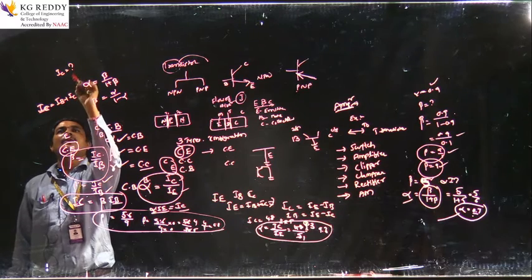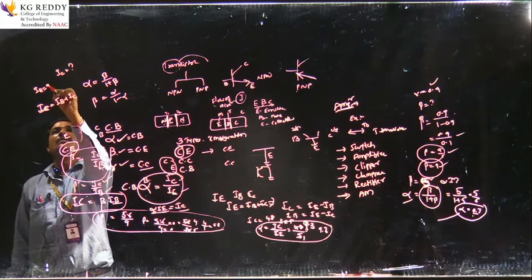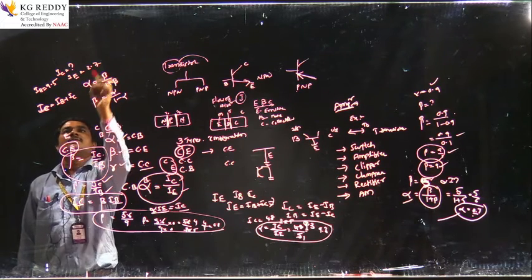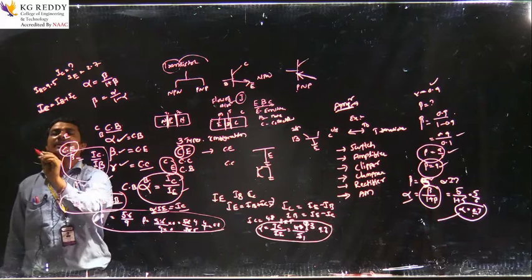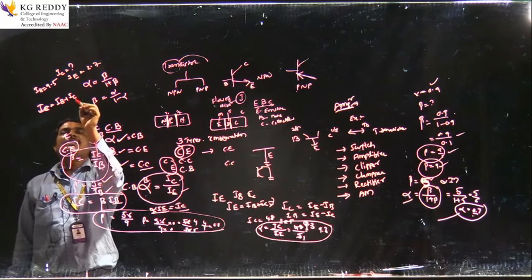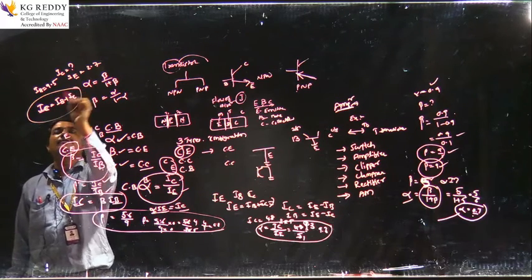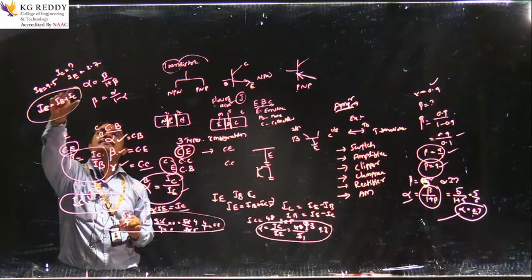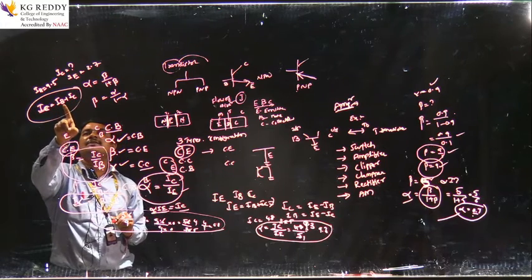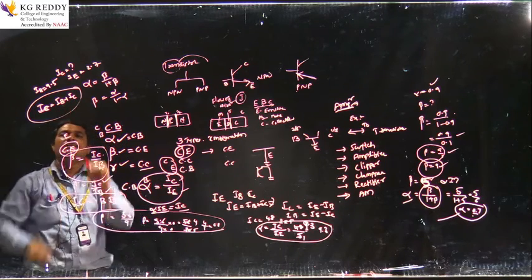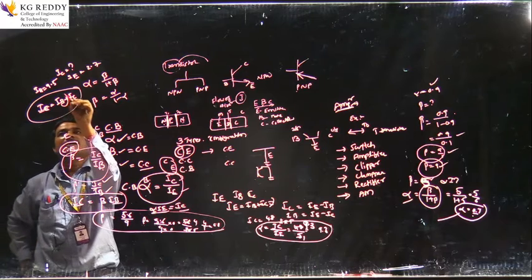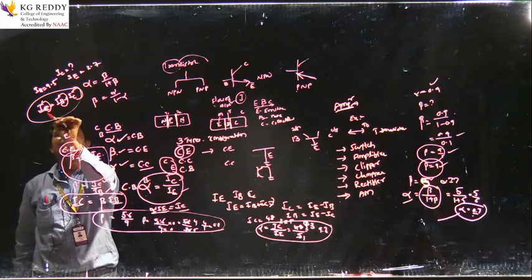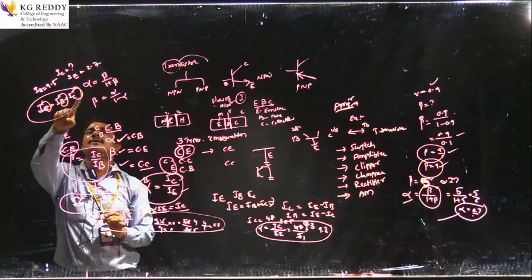Find out the IC value. IB is given as 9.5 and IE is given as 2.7. What is the relationship between IC, IE and IB? This is the strong relation: IE, the emitter current, is the summation of base current plus collector current. Here I suffix B is base current, I suffix C is collector current, I suffix E is emitter current. Emitter current is the summation of base current plus collector current.